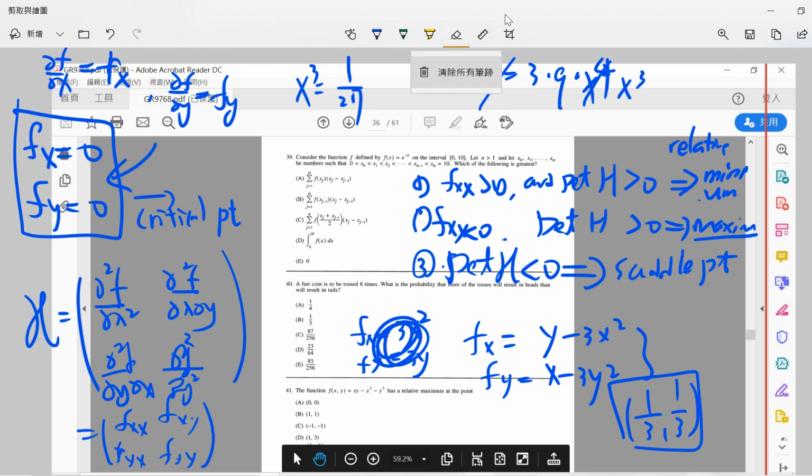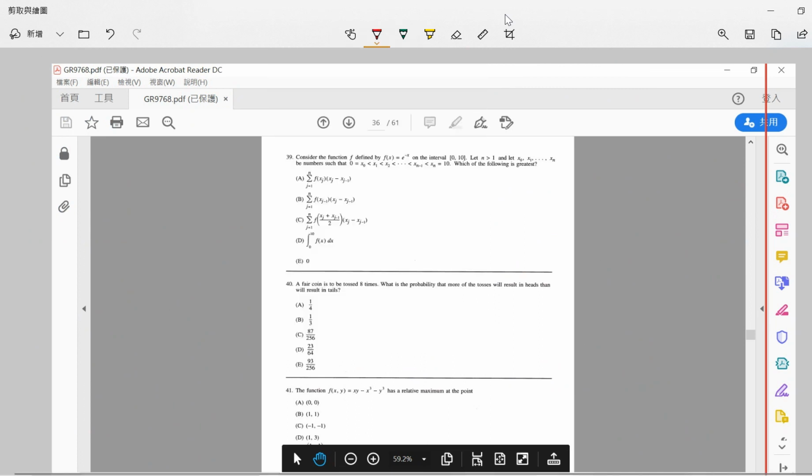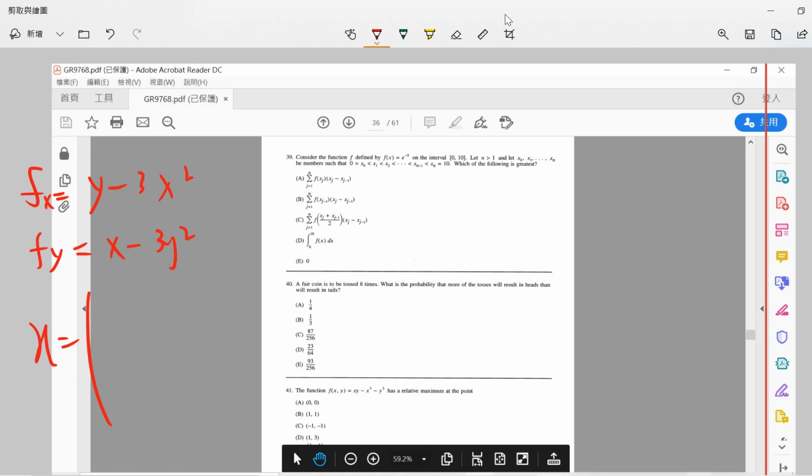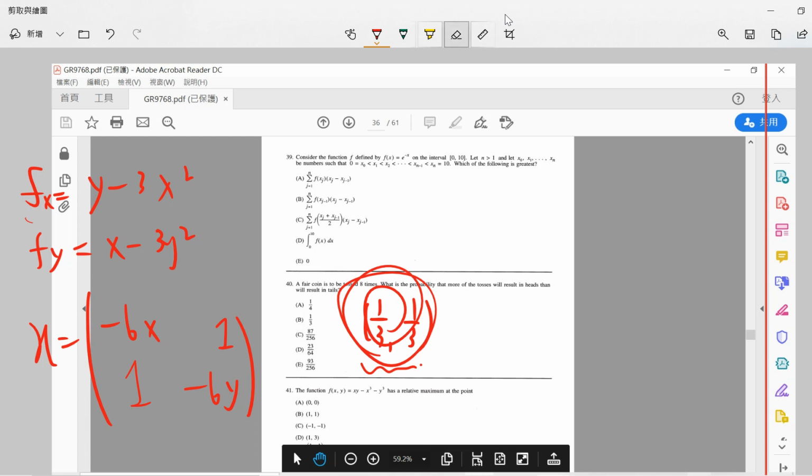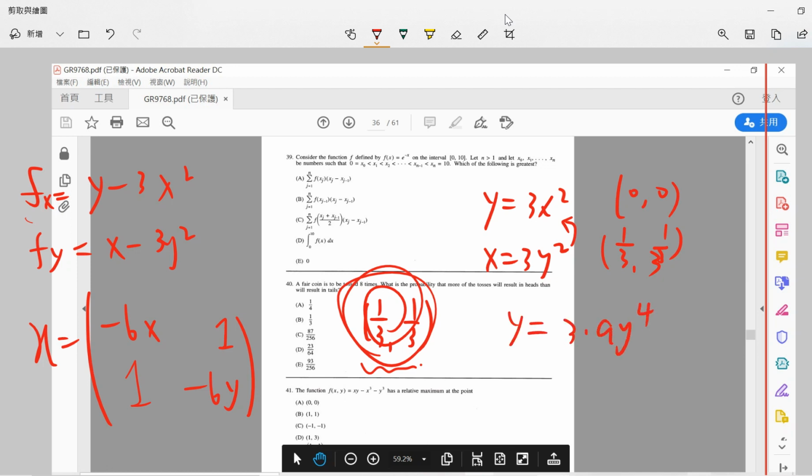Okay, then we calculate the Hessian matrix. Let me write again. The Hessian matrix is the partial derivative with respect to x and the partial derivative with respect to y. Wait, sorry. When we solve these two equations, there are two points. One is (0, 0) and one is (1/3, 1/3), because when you plug in, you immediately get this one. So you have two possibilities.